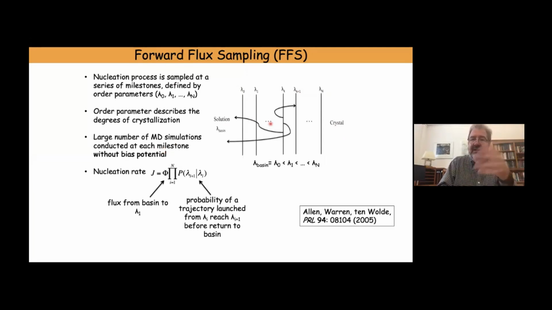We launch a number of molecular dynamics calculations with different initialization velocities from every milestone, and we find what fraction of these simulations land on the next milestone. Some of them will go to the next milestone, some of them will go back, and the nucleation rate is calculated as the product of all these probabilities, the conditional probability of going to the next milestone if you are at the previous milestone, times the flux from the initial basin to the first milestone.